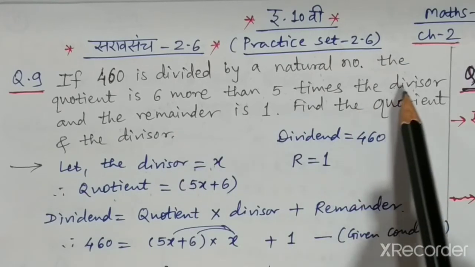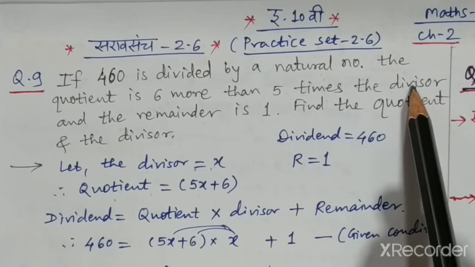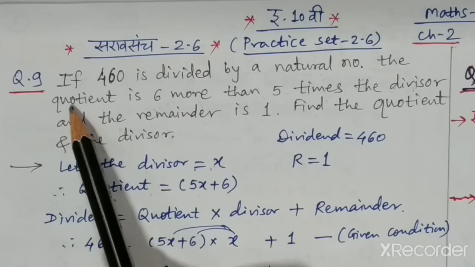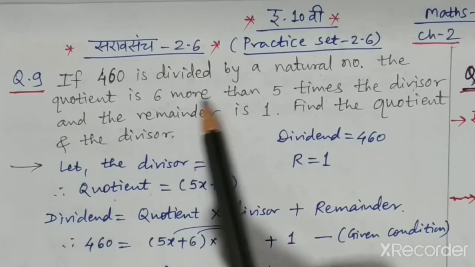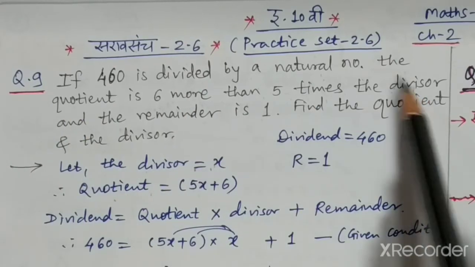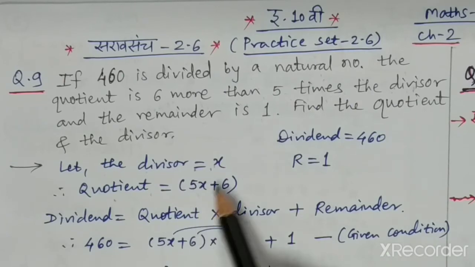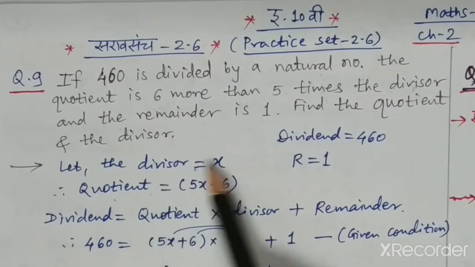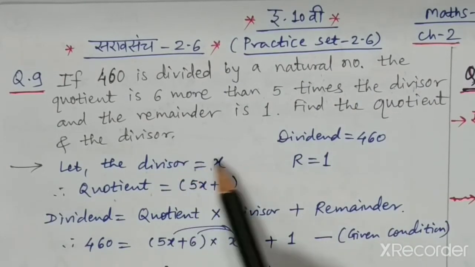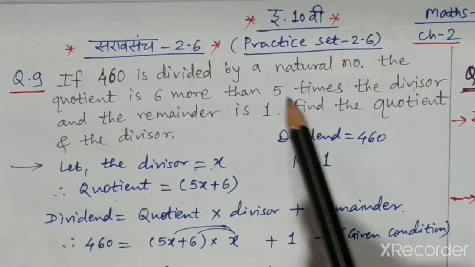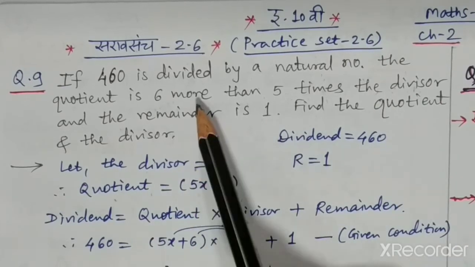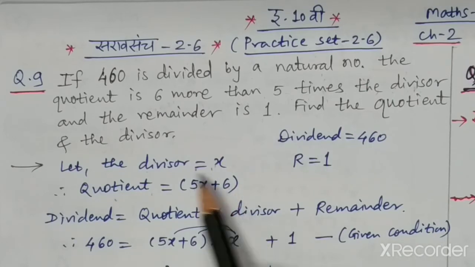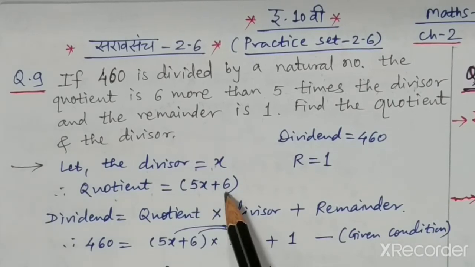Here, if we assume the divisor is x, we can write that the quotient is 6 more than 5 times the divisor. 5 times the divisor means 5x, and 6 more means plus 6. So the quotient is equal to 5x plus 6.